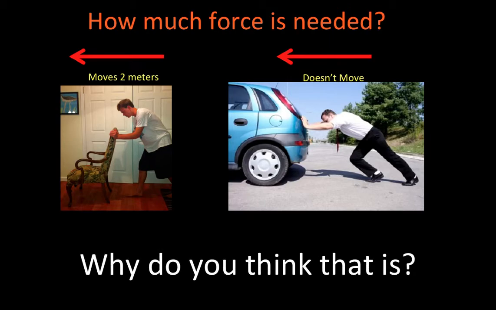Why is it that even though they're using the exact same amount of force, the chair moves, but the car doesn't? Once you have a good thought in your mind as to why you think one moves and the other doesn't, I want you to go ahead and write that down in your journal, and then go ahead and continue playing the video.